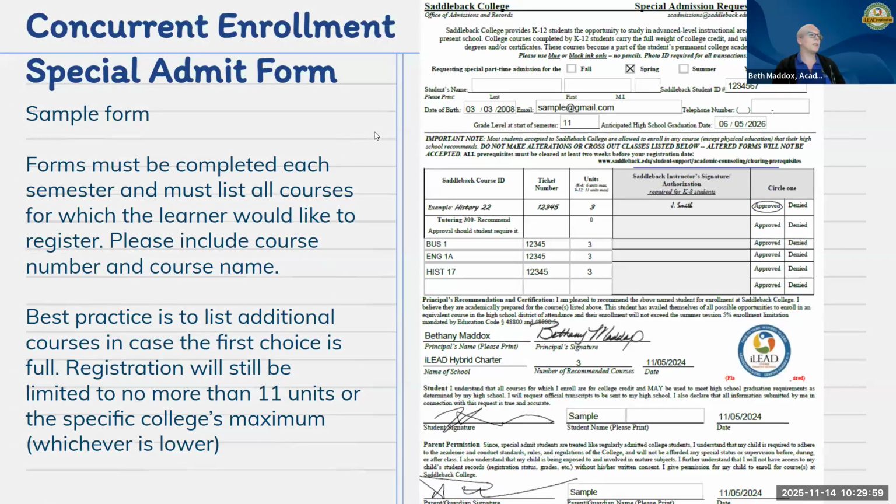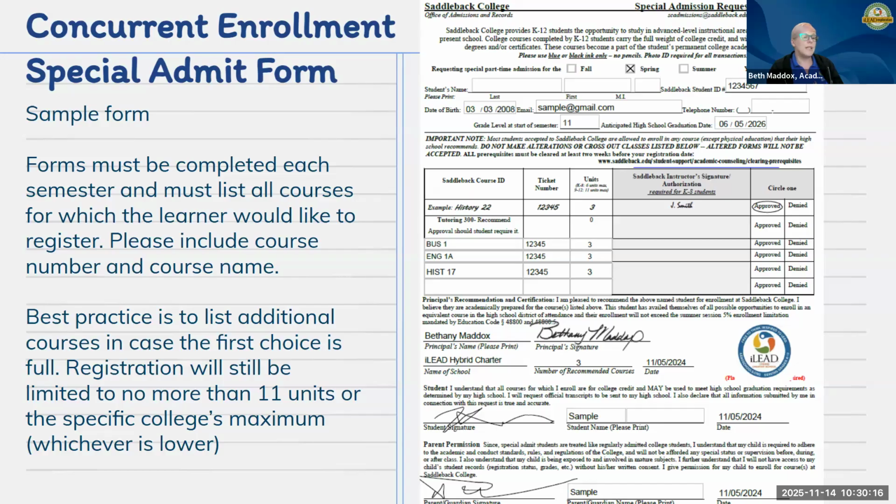And then we have a little example here of what a concurrent enrollment form looks like. This is a PDF version from Saddleback, which they actually just this year went to digital form. So this isn't quite relevant anymore, but we still have plenty that have paper forms that are required. This just gives us an idea of what a sample form could look like.